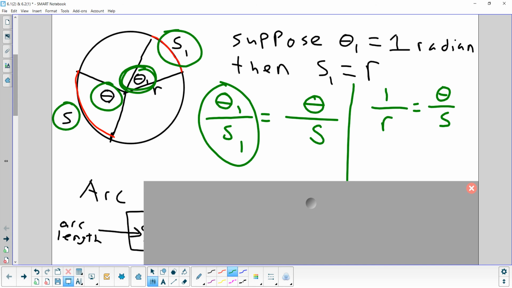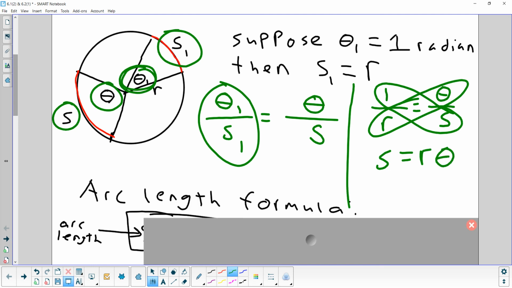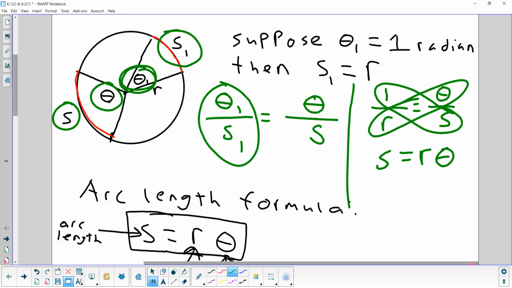And I think I said it earlier, but how do you solve a proportion? What do you have to do? Yep, you cross multiply. What's s times 1? S. S equals r times theta. There's your formula. S equals r times theta. That is the arc length formula.